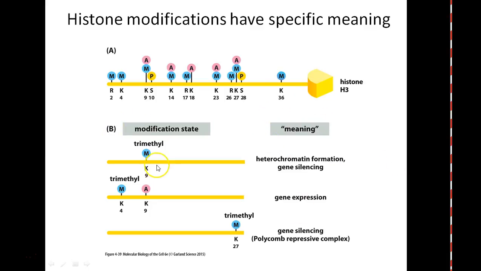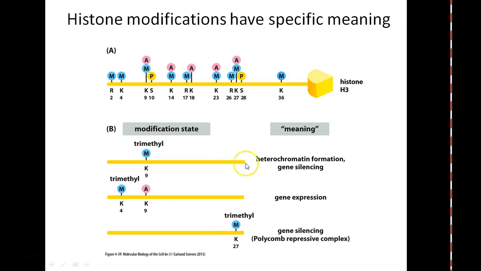So we know, for example, that trimethylation of lysine 9, K9, is the signal for heterochromatin formation and gene silencing. And those two modifications, K4 methylation and K9 acetylation, a combination of two different modifications, is the signal for the cell, or for this particular region in the nucleus, for gene expression. So this can facilitate and allow gene expression.